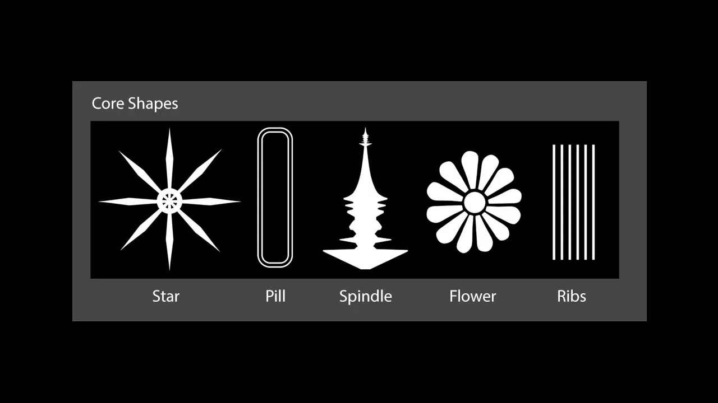So after some thought and some random sketching, I settled on the following shapes that would occur again and again in the Venrusi design aesthetic. So the shapes are the star, the pill, the spindle, the flower, and ribs. Of these 5, I decided the star would be the most prominent.